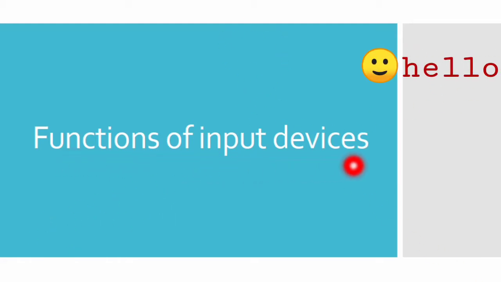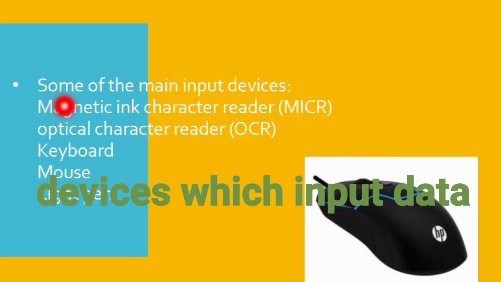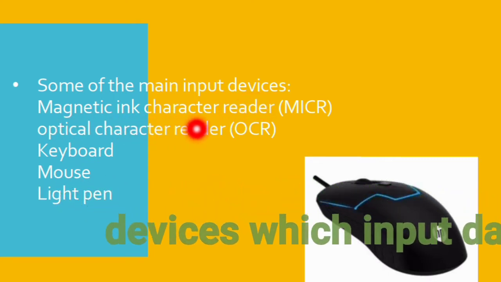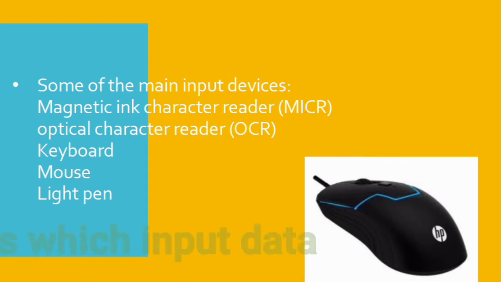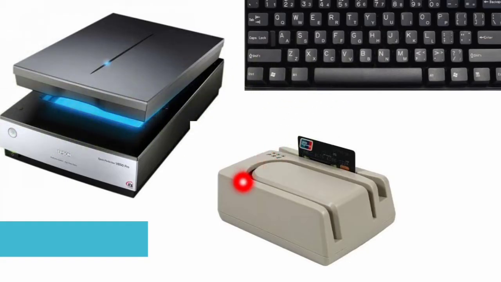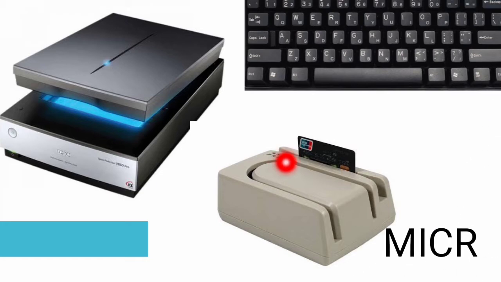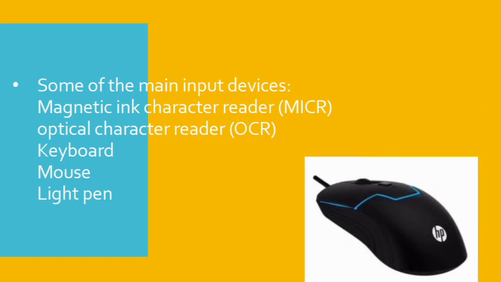Functions of input devices. We know what input devices are: the devices which are used to input data in the computer. Some of the main input devices are mentioned here. Magnetic ink character reader, that is MICR. It is used in banks for various purposes, for withdrawal or depositing cash. Optical character reader stands for OCR. It is used to scan the codes available on the checks which we give in the bank.